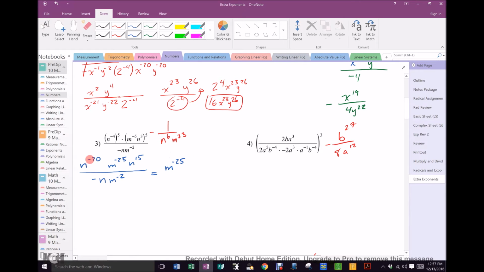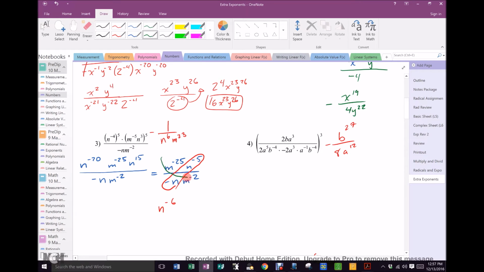The n's. What's negative 20 plus 15? Negative 5 over negative n, m to the negative 2. Now I messed with the order here. Does that matter? No, the n's go together. What is negative 5 minus 1? Negative 6. I've got n to the negative 6th.